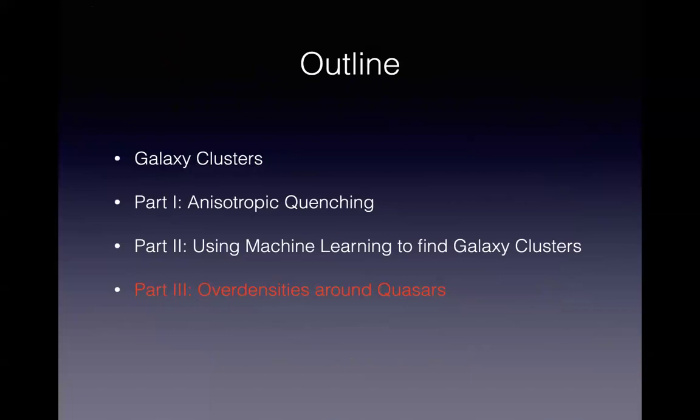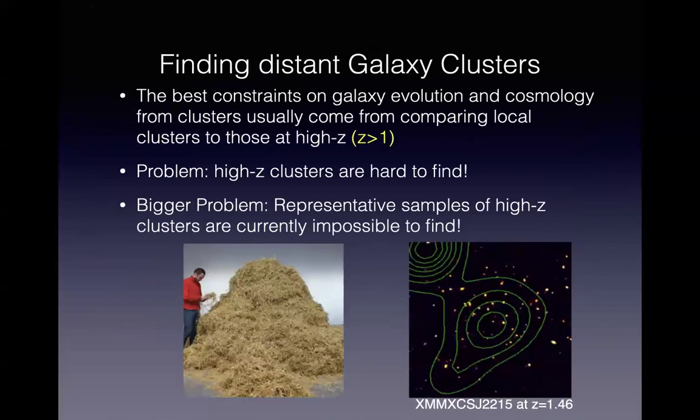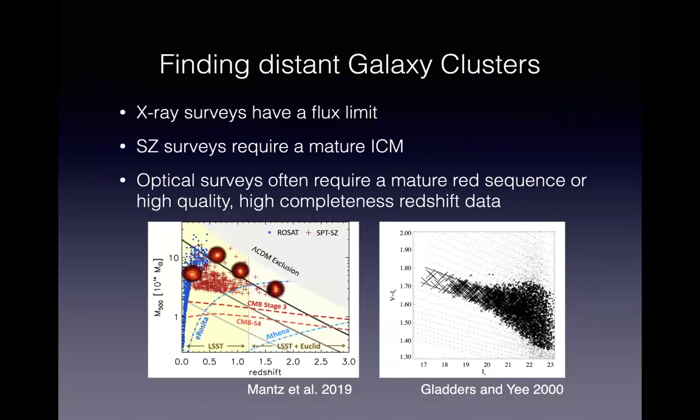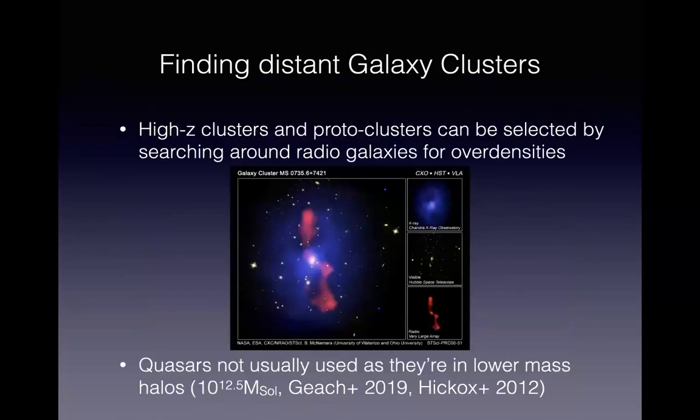So finally, quickly, I'll talk about overdensities around quasars. I won't go too much into this, but we want to find distant galaxy clusters because they give you the best constraints on galaxy evolution and cosmology, because you've got a longer baseline in time. There are various reasons why it's hard to find distant clusters. X-ray surveys have a flux limit. SZ surveys require a mature ICM, as do X-ray surveys, and there may not be a mature intracluster medium at higher redshift. SZ surveys also get confused with submillimeter galaxies and star-forming galaxies at these redshifts. And optical surveys generally require a mature red sequence.